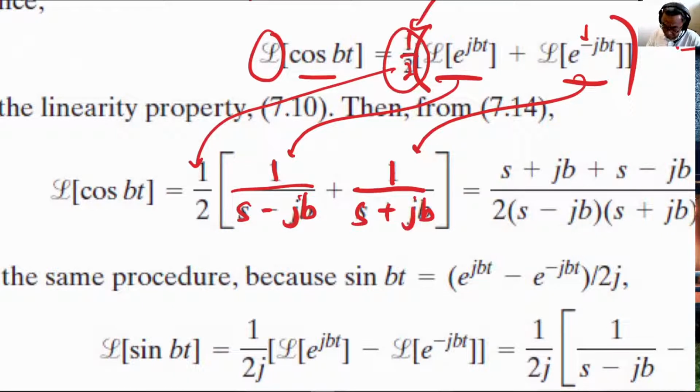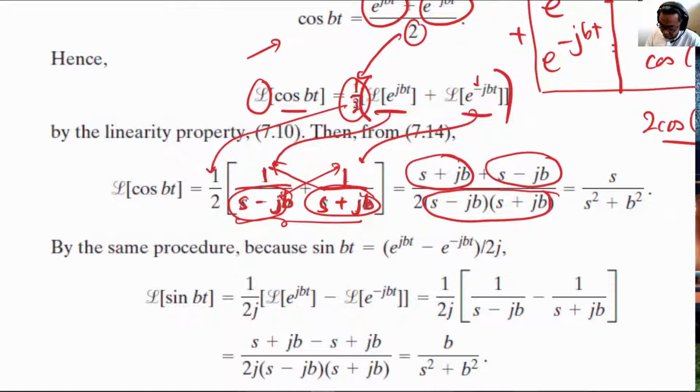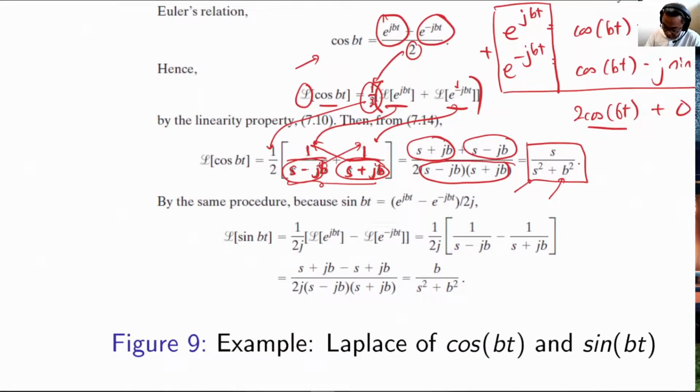Alright, so all we now have is this complicated expression, which we are going to form into rational functions. So basically, this goes on top, this goes to the other side, and the denominator becomes a multiplication. So we have (s plus jb)(s minus jb), and then we'll work out the sum. This is the final solution, which is s divided by s squared plus b squared. I'll leave the sine for you to do by yourself. This is the same process.